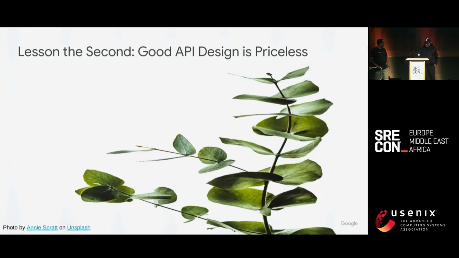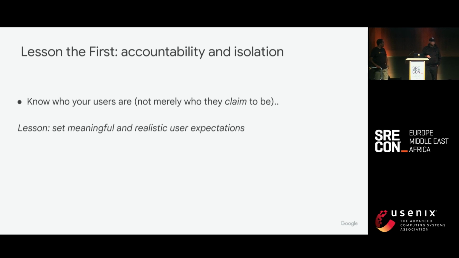And now we can take a look at some of the lessons that we learned. Our first lesson was about accountability and isolation. This is because there's a tragedy of the commons that you risk when there's a single piece of infrastructure where all of your cattle can come and graze.